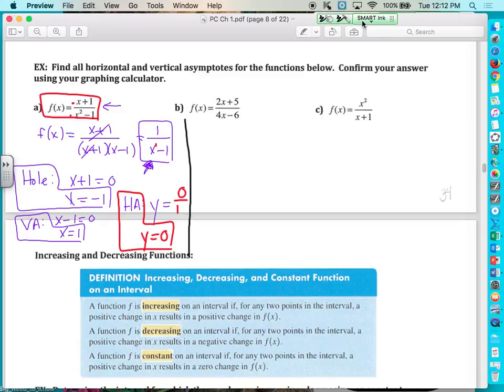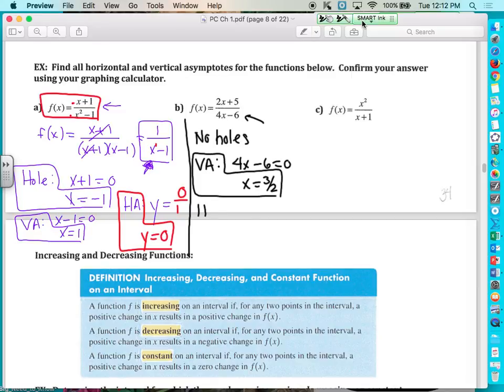Right, if you look at the middle one, it doesn't factor, so there's no holes in this graph. Nothing cancels. Vertical asymptotes, I would set what's left in the denominator equal to 0. X is 3/2, so I have a vertical asymptote at x equals 3/2.